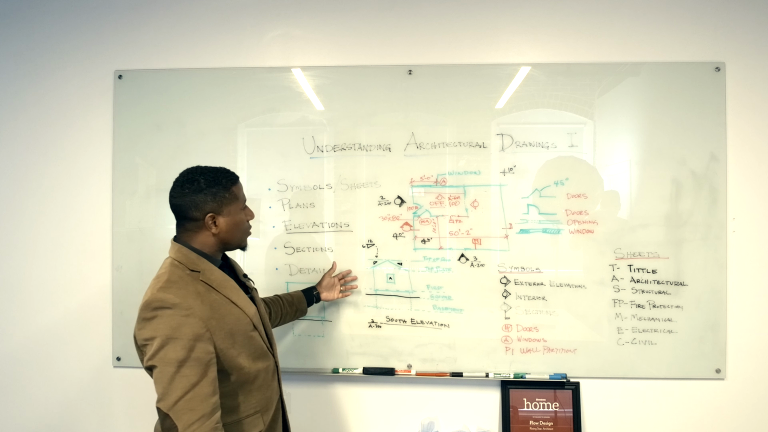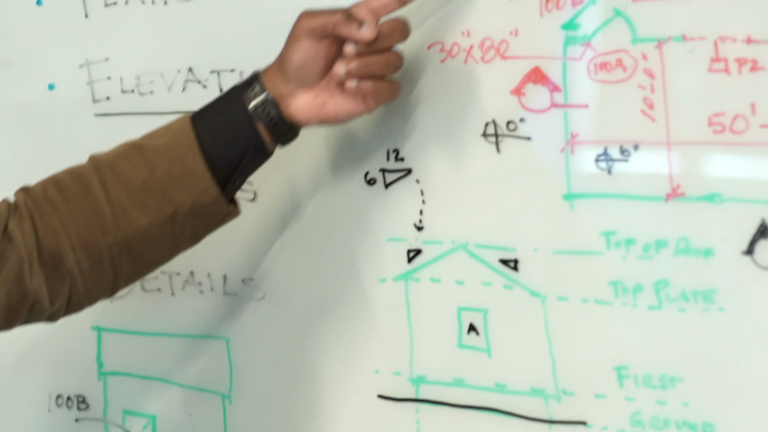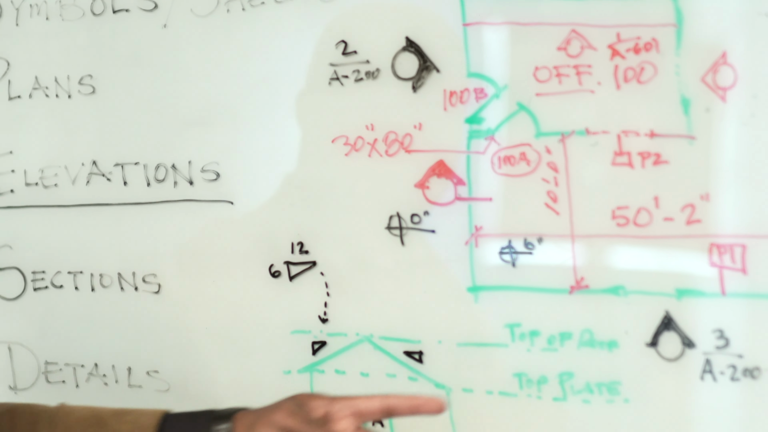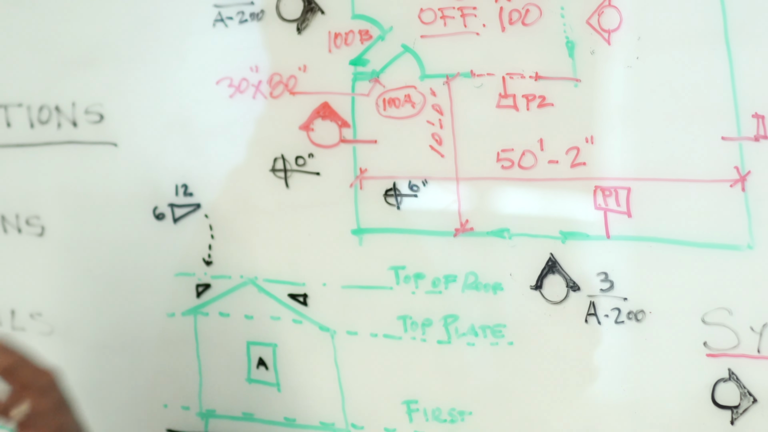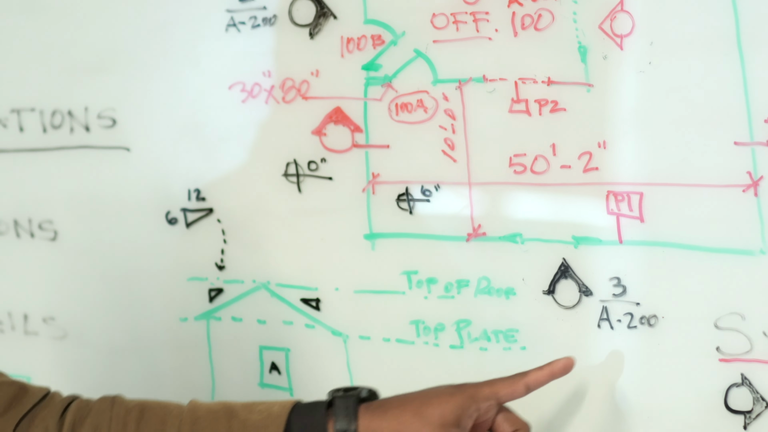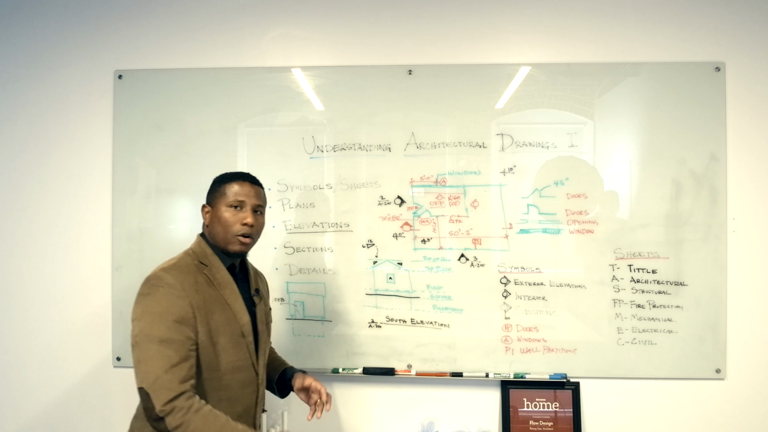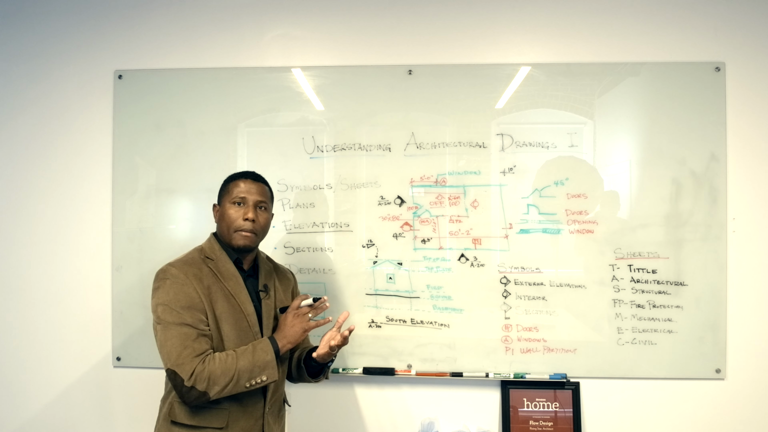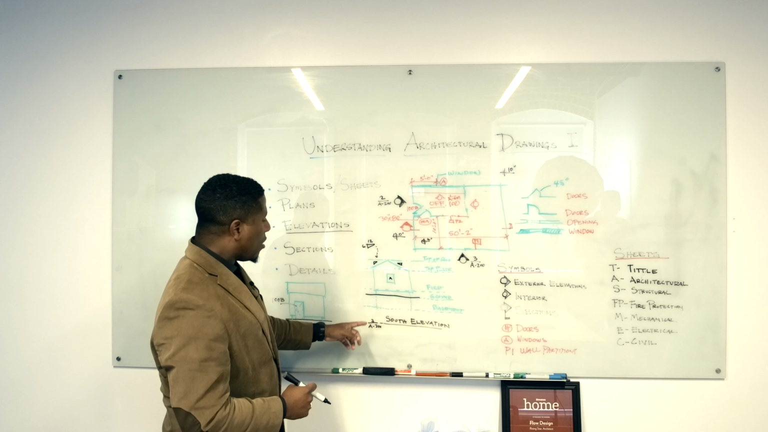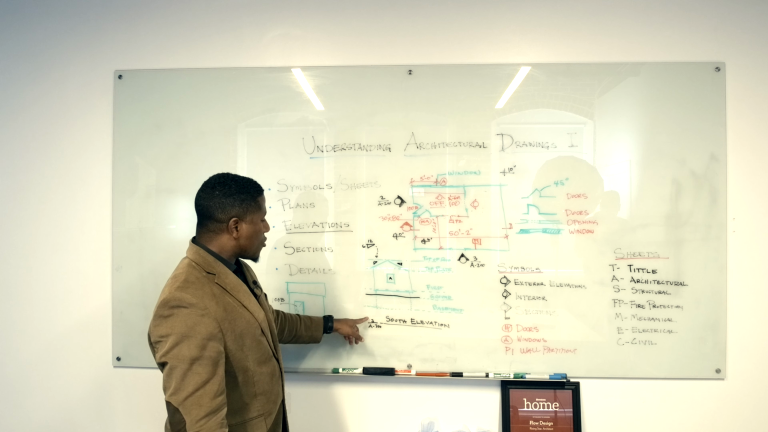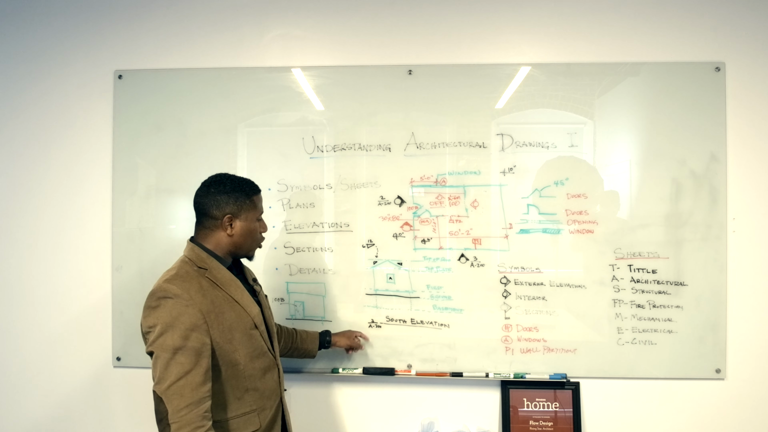So in regards to exterior elevations, the symbol we discussed in the previous video, symbol 3 on A200, meaning in the architectural set of plans, sheet A200. When you look at that symbol, you ask, okay, where is that located within my architectural set of plans? Oh, I see it here. That 3 is the same number that we discussed before, A200.